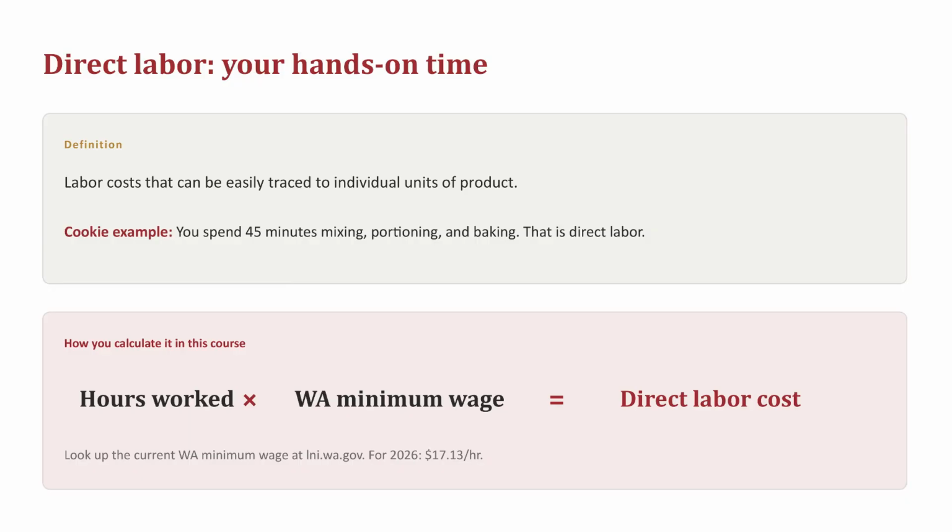Direct labor is the time you spend with your hands on the product: mixing, shaping, packaging, or in the cookie example, mixing, portioning, and baking. In a factory, that would be the assembly line workers' wages. In your project, it is your time. We calculate it as hours worked times the Washington minimum wage. For 2026, that rate is $17.30 per hour. So if you spend 45 minutes or 0.75 hours making a batch, direct labor is 0.75 times 17.113, which is $12.85. We'll lock in that rate at milestone 2.